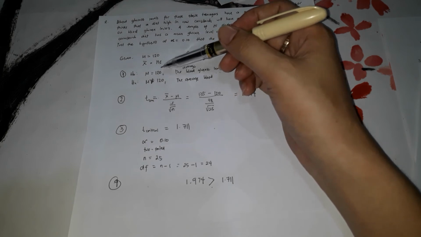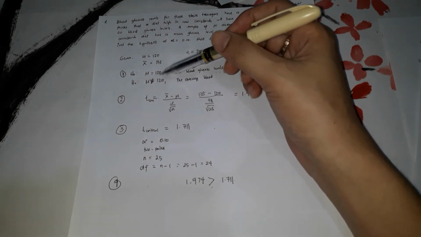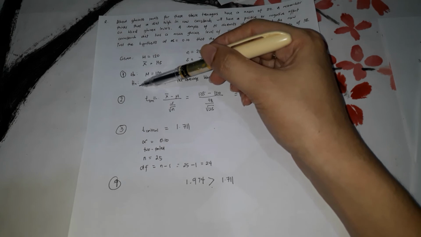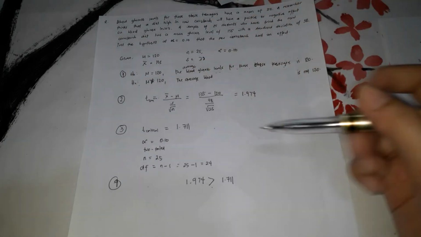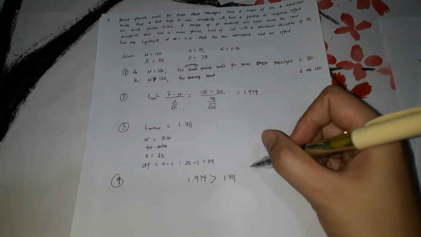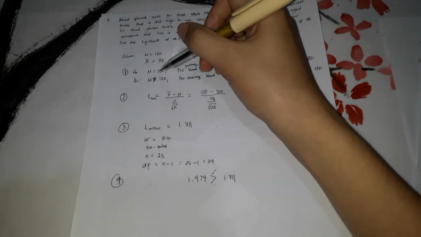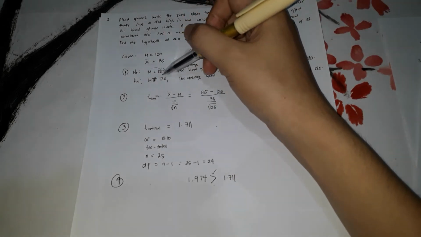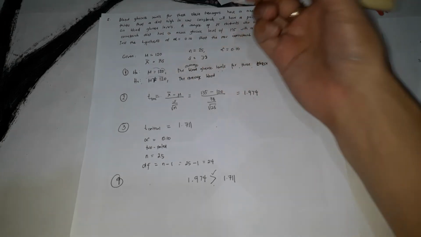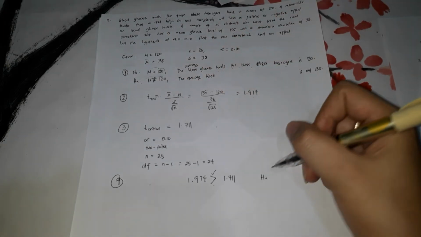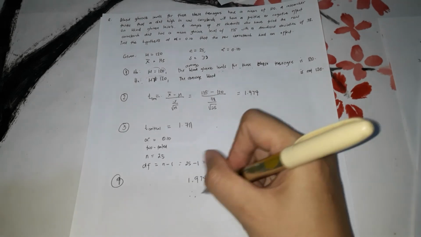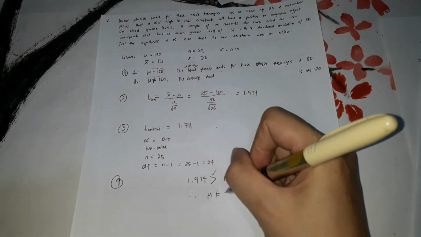So we're not going to have the alternative hypothesis or conclusion. So is this true or false? It's true. Because it's true, ibig sabihin i-reject natin ito. So ang hypothesis natin is HA. Kapag true, ang hypothesis is HA. So therefore, the population mean is not equal to 120.